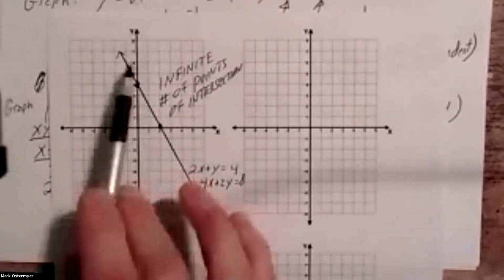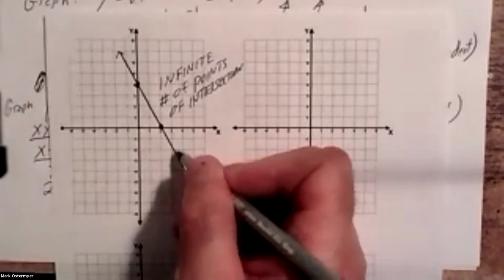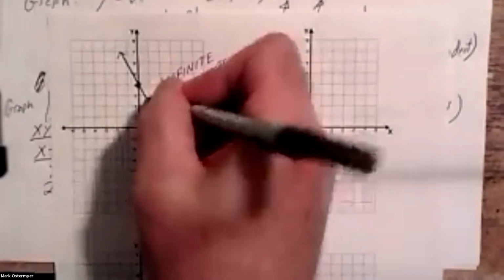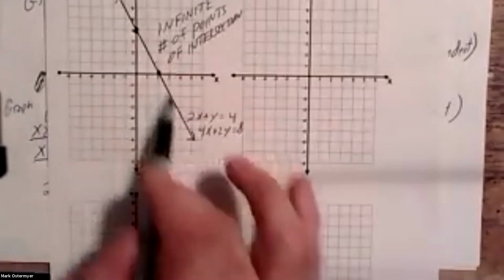So when the graphs of both your linear equations in your system produce the same graph, the same line, then that system has an infinite number of points of intersection. Any point that lies on these lines is a solution to the entire system. And you can obviously see there's an infinite number of points that lie on this line.